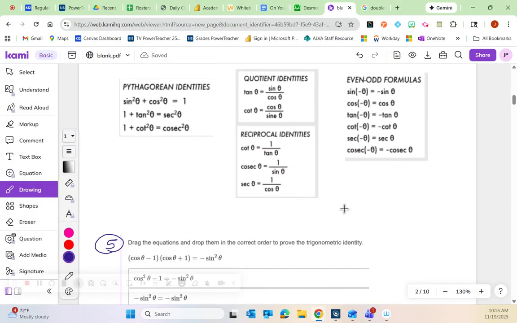All right, we do have several more formulas. I brought the even and odd formula down here because I think one of the problems I had to use this. We have some Pythagorean identities. Again, these are just rules. These are just equations that we can use to solve problems. We have the quotient identities and the reciprocal identities. And again, I mentioned the even and the odds.